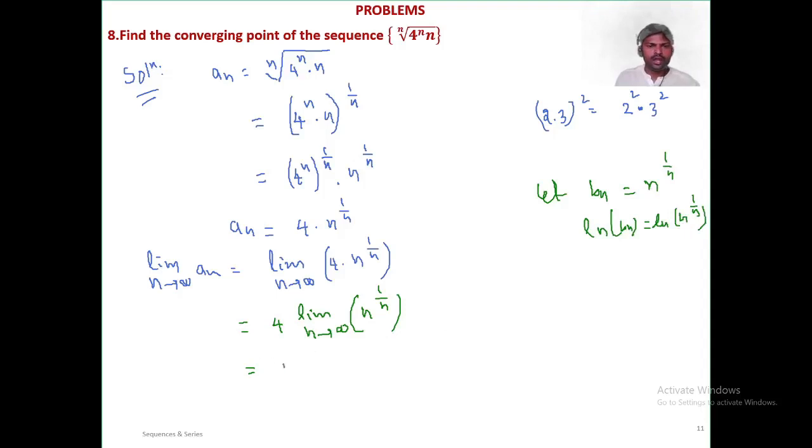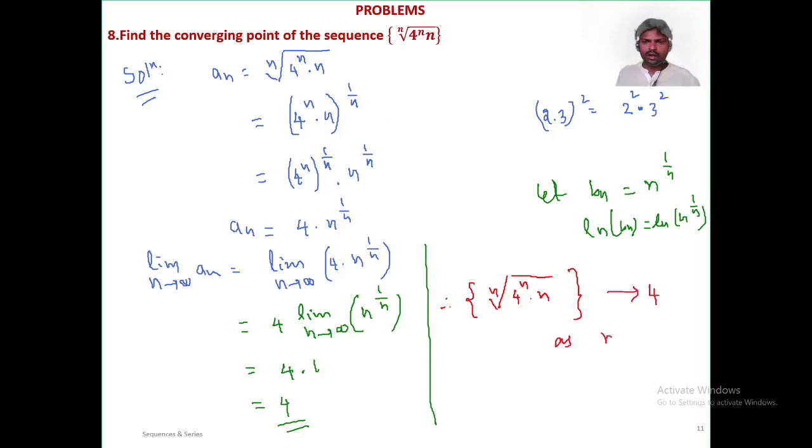Okay. So here directly I am writing. So this value is 1. So therefore final answer is 4. Therefore the sequence converges to 4. So therefore conclusion, as n tends to infinity. See, what is meant by converging to 4? So many students are asking, so what is meant by converging to 4?